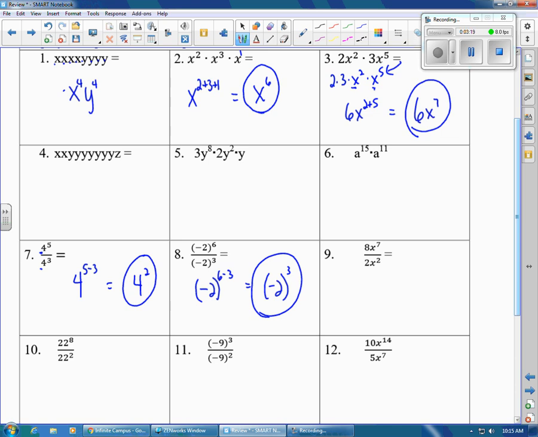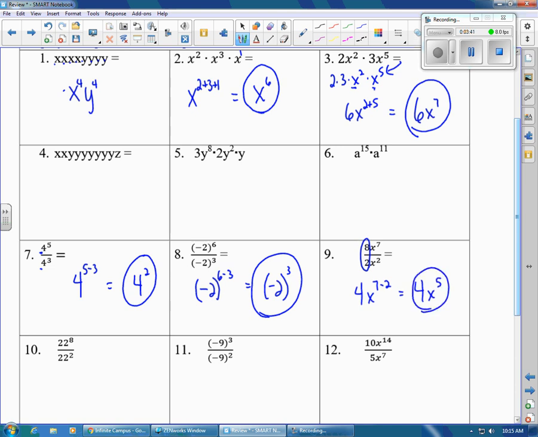The next one, okay, we already have them grouped, so I have my constants here. I'm going to say 8 divided by 2 is 4. And then I'm going to do x to the 7 power minus 2. So that's going to be 4x to the 5th power. And that would be my final answer.